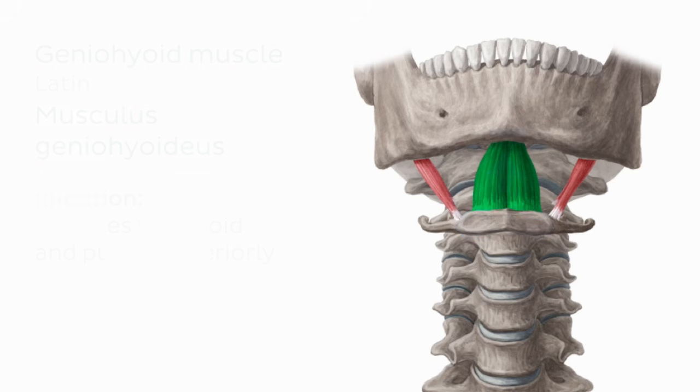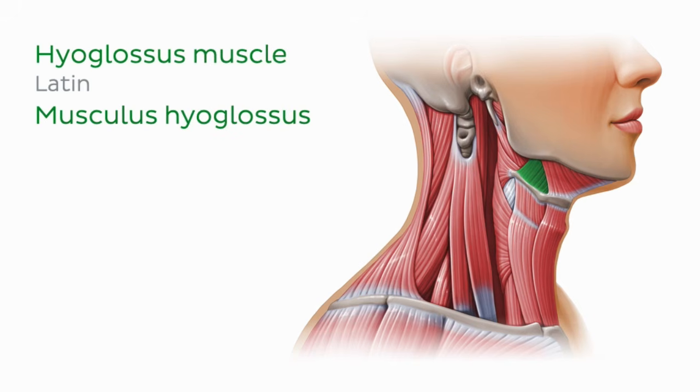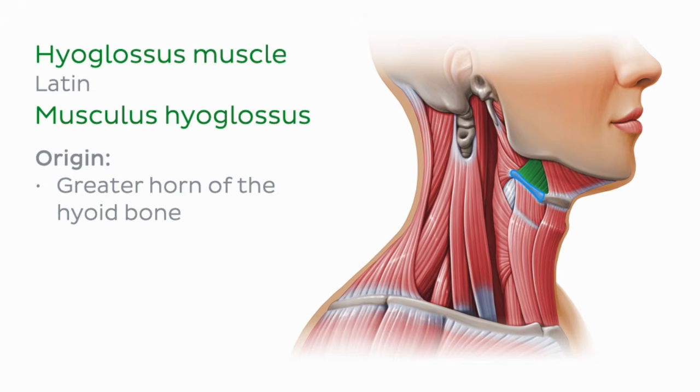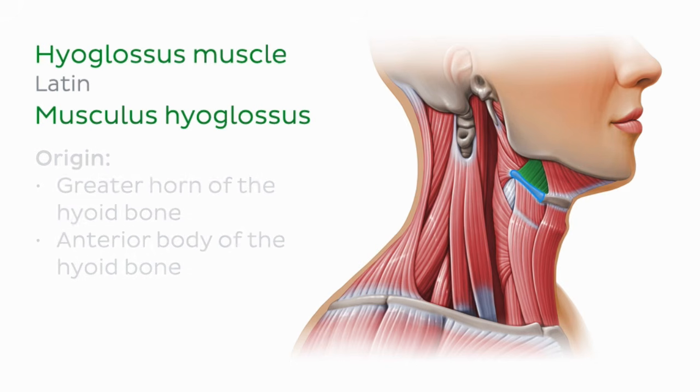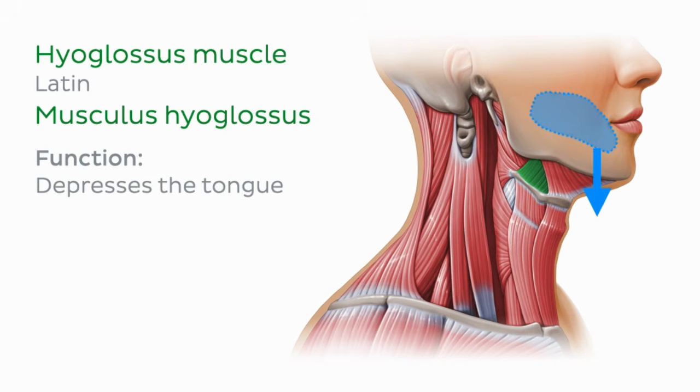The best way to see this next muscle is from a lateral view, so let's go back to one of our original views of this area. And here we can see the muscle originating from the greater horn of the hyoid. If we remove the mylohyoid, we'd be able to see this attachment continue on to the anterior part of the body of the hyoid as well. As its name suggests, the hyoglossus muscle fibers insert into the side of the tongue. The action of this muscle, then, is to depress the tongue.